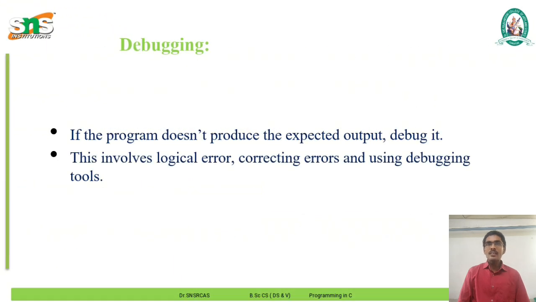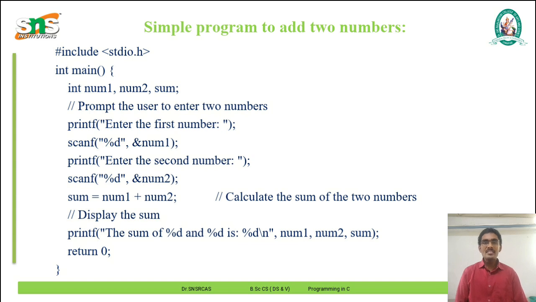The next stage is the debugging stage. If the program does not produce the desired output or crashes, you need to debug the program. This involves checking the logic of the program for any logical mistakes or corrections, and possibly using debugging tools.